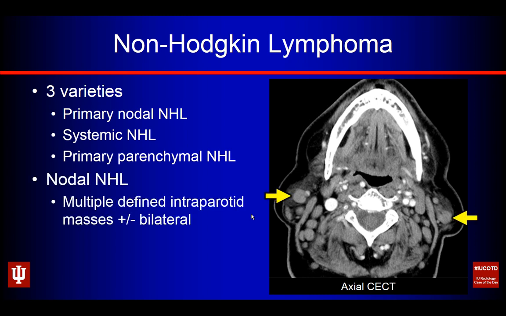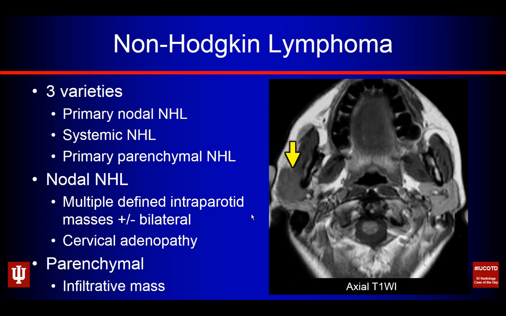With the nodal non-Hodgkin lymphoma, what you're looking for is multiple, oftentimes multiple anyway, defined intraparotid masses. And oftentimes, not always, but oftentimes it will be bilateral. Something that can help you out is to look for associated findings. In this case, cervical adenopathy in this patient with CLL. You can see they've got these solid, mildly enlarged, kind of rounded cervical lymph nodes, in addition to the bilateral intraparotid lymph nodes that are enlarged and have that same similar rounded, solid morphology.